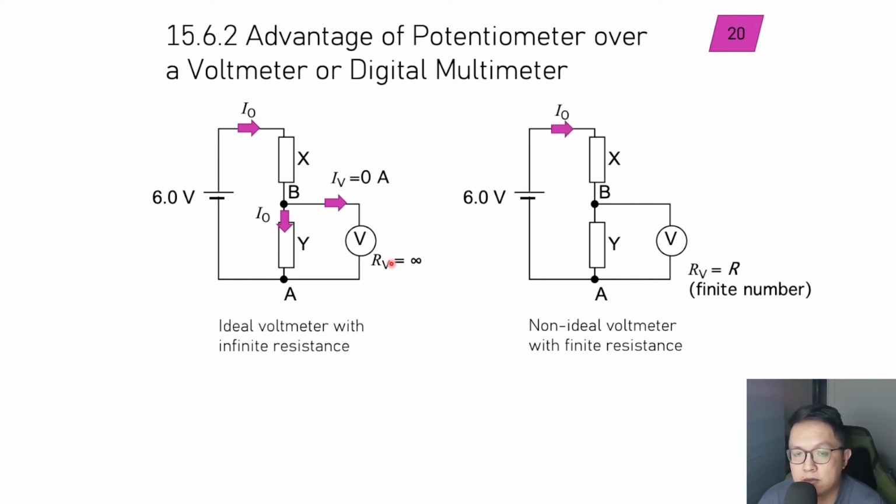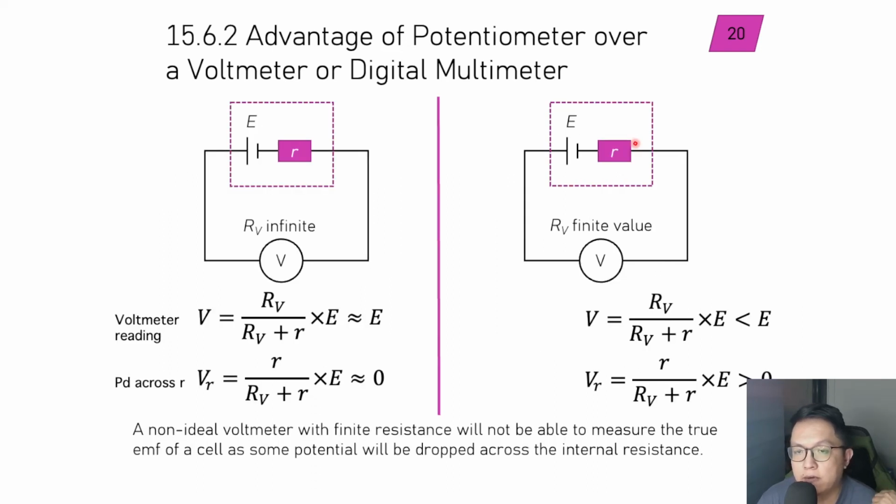Compared to this one on the right hand side, where my voltmeter has a finite resistance, that means it's not big enough. Some of the current will go through the voltmeter. So if I place an ammeter here, this voltmeter's current reading will be more than 0, and this reading here will be less than I naught. What's the issue with this? If you go on to the next slide, I think this will be better in explaining to you.